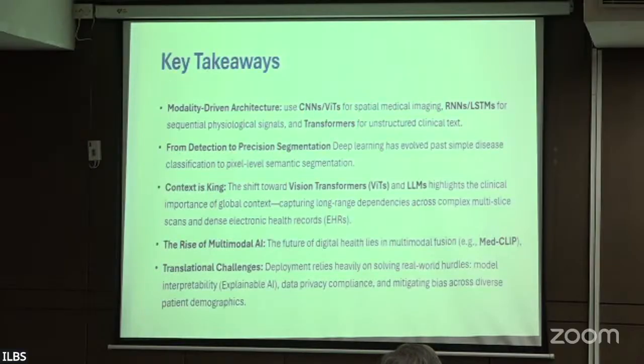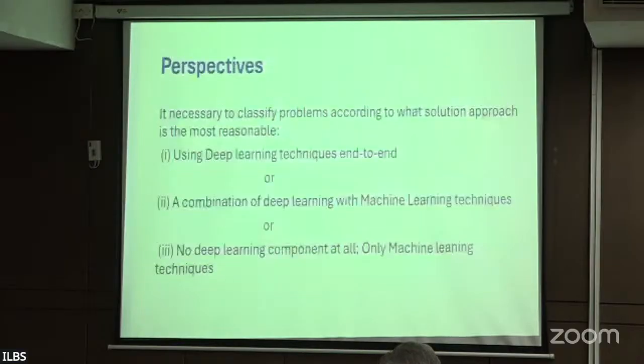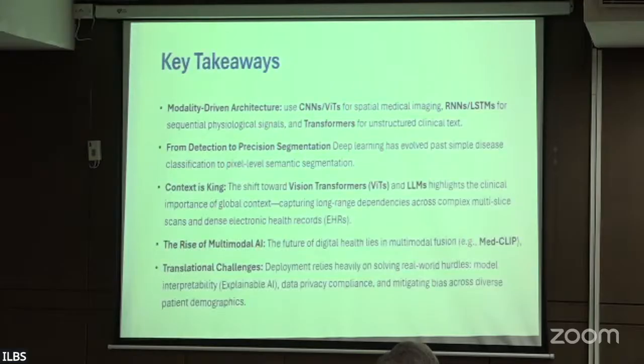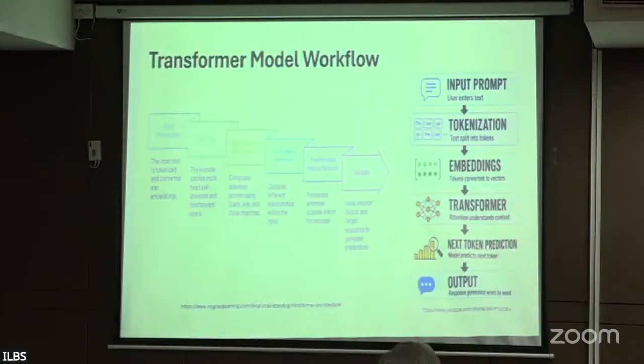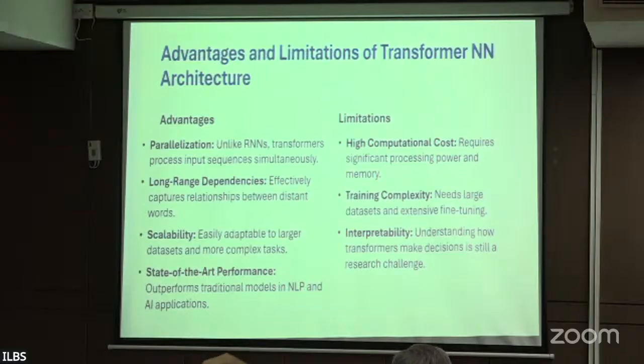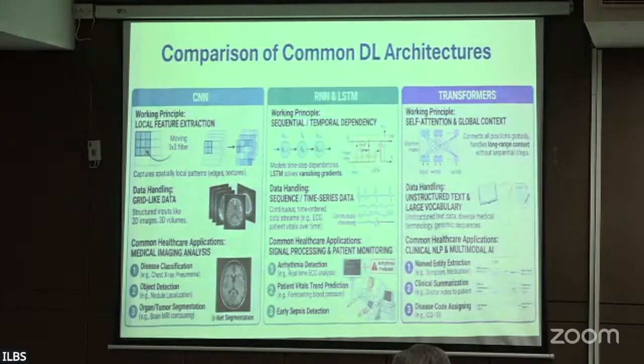I'll go to our next slide, generative AI. So the workflow is like this, and the advantage I have already told. These were the summary slides: the main architectures, CNN, RNN, LSTM for time-dependent data, and transformer for jack of all trades.